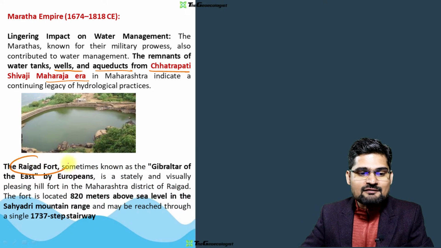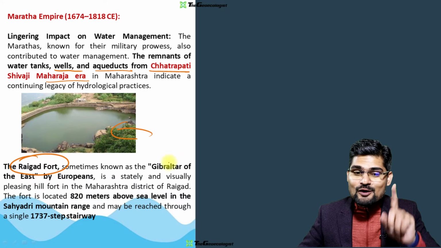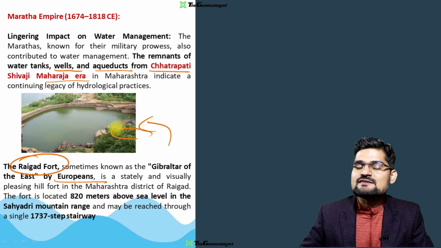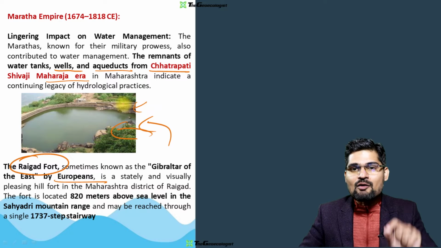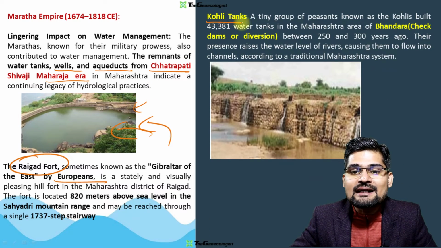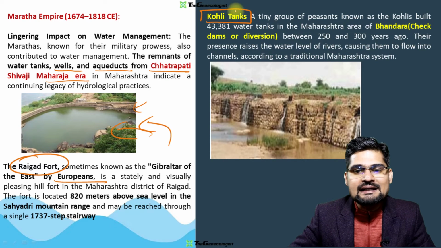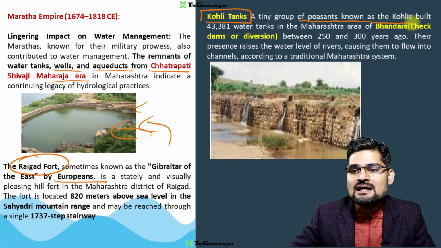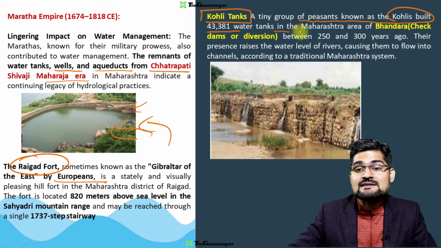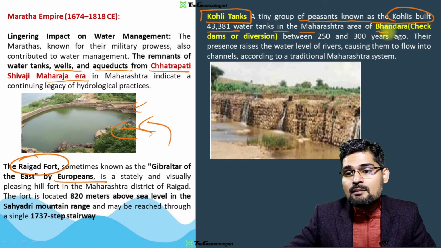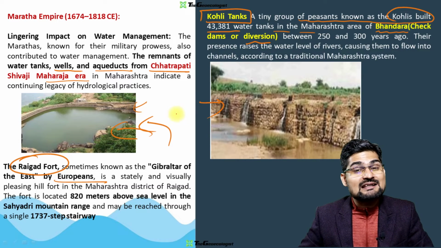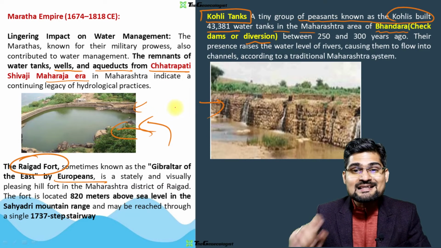So you see Raigad Fort, also called the Gibraltar of the East by Europeans. If you observe here in the Sahyadri range, this fort is created and it has a water storage structure. Then further, if you observe the famous Kohli tanks. Remember the name Kohli tanks? A tiny group of peasants known as the Kohlis built 43,381 water tanks in Maharashtra. And remember Bhandara, that is check dams or diversion. This structure was created during the great Shivaji Maharaj's era.